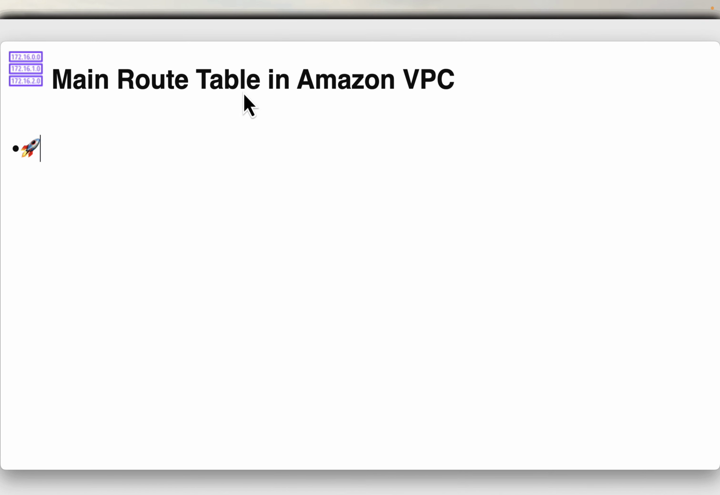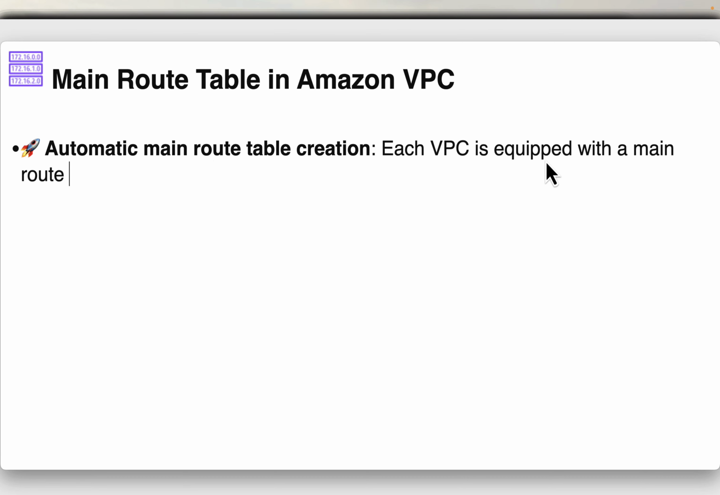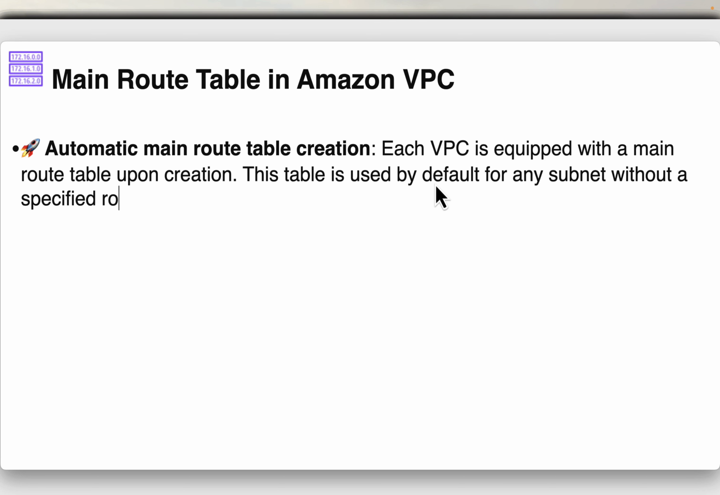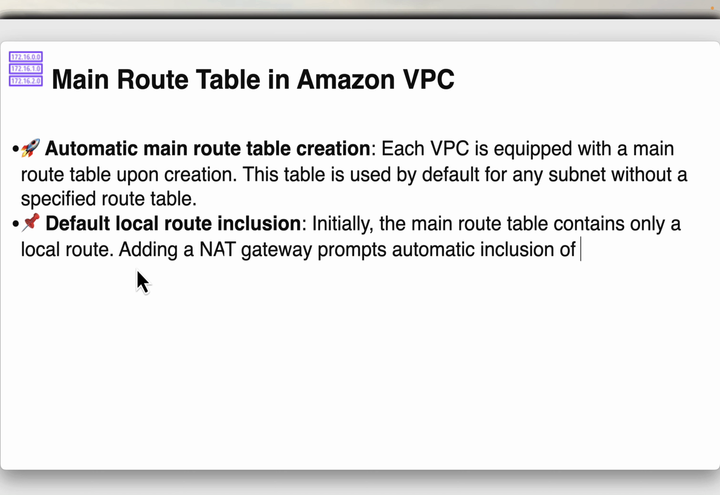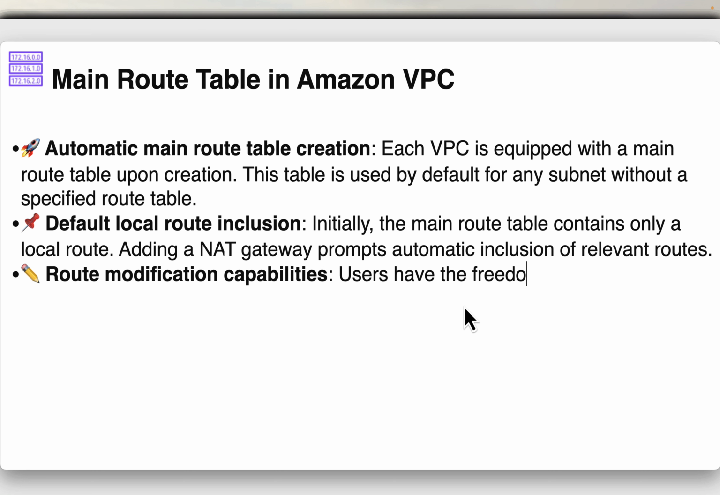So let's see main route table in Amazon VPC. Automatic main route table creation. Each VPC is equipped with a main route table upon creation. This table is used by default for any subnet without a specific route table. Default local route inclusion. Initially, the main route table contains only a local route. Adding a NAT gateway prompts automatic inclusion of relevant routes.